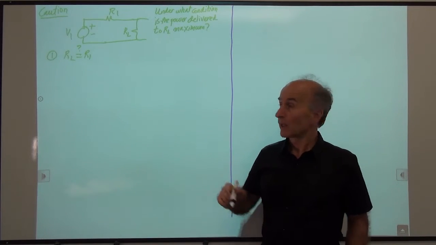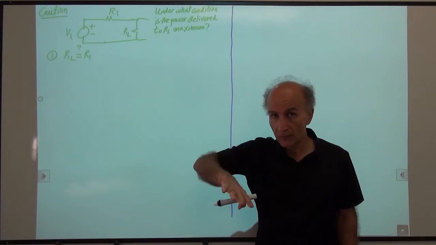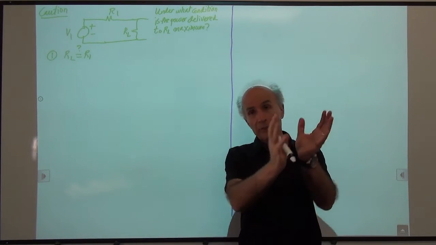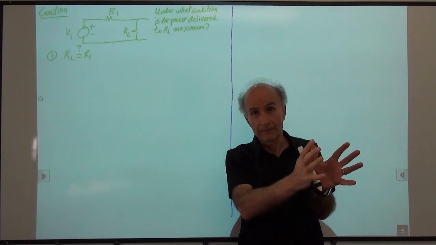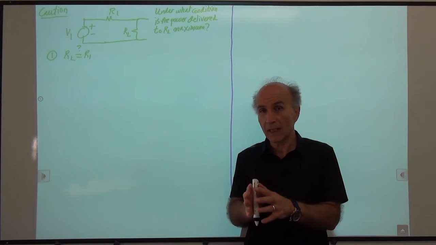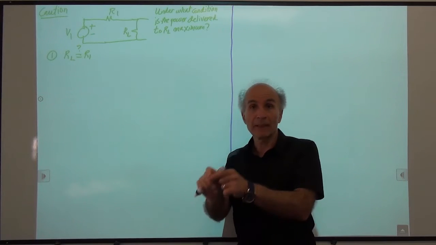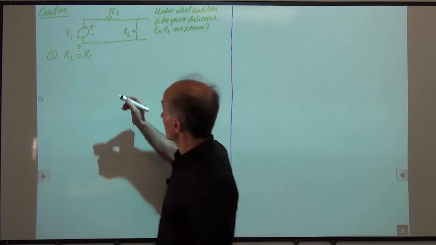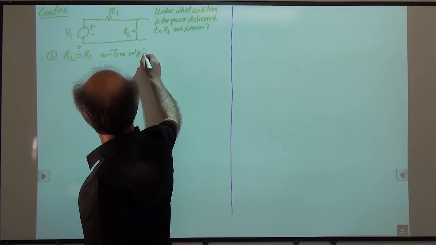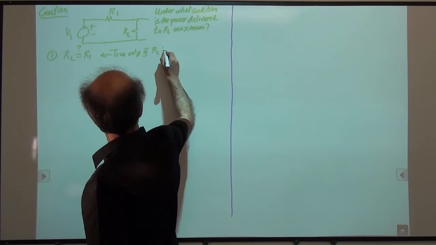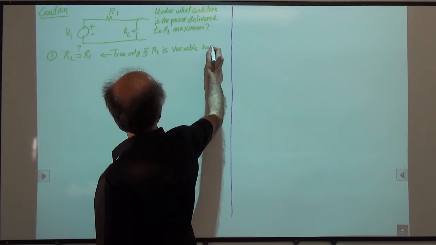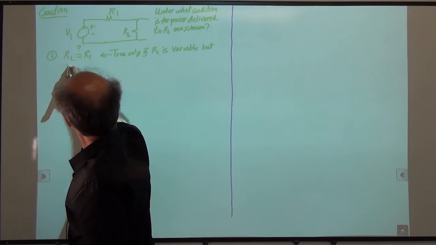Why? This result that we derived just now assumes that the voltage source and that resistance R1 are fixed. They come from, for example, the model of an antenna. We can't change those values. So this condition holds only if RL is variable, but R1 is not. All right? So this is true only if RL is variable, meaning it's under our control, but R1 is not.